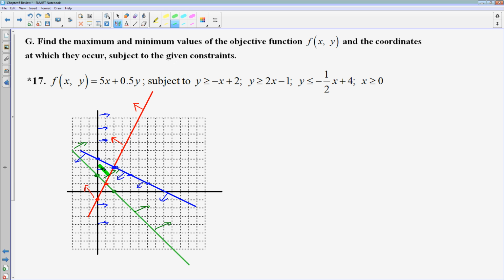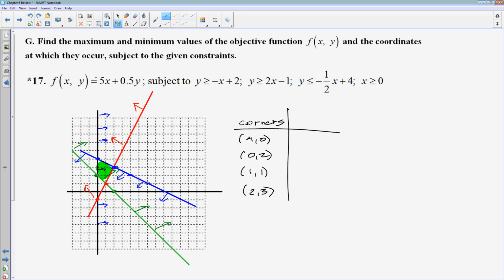And then we'll do the exact same thing we just did on the last problem. I'm going to list all my corners. My corners are, I have one at 4, 0. I have one at 0, 2. I have one at 1, 1. And I have another one at 2, 3. And then I will plug those into the objective function f of x, y equals 5x plus 0.5y. Ooh, we're going to have some weird decimals.